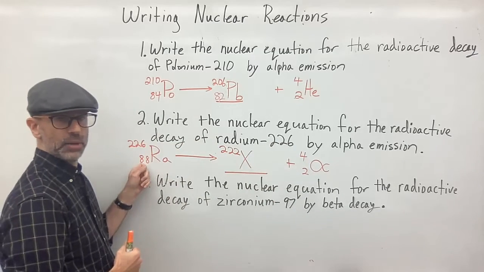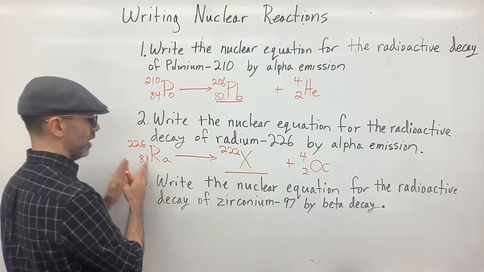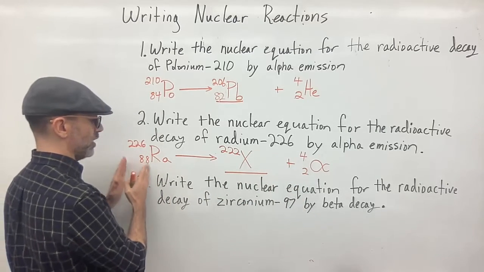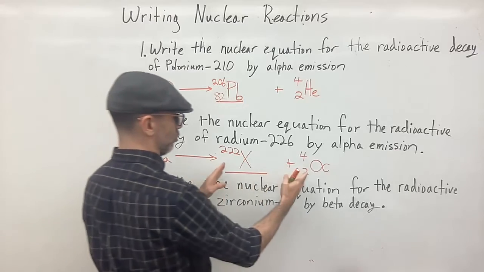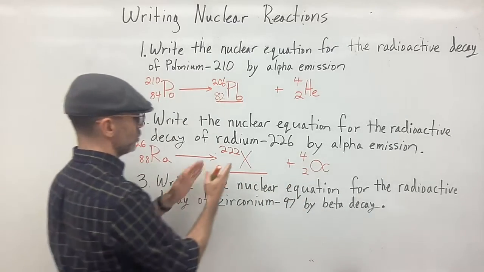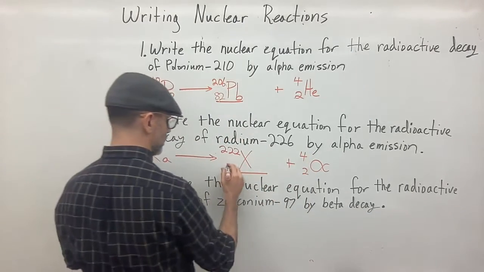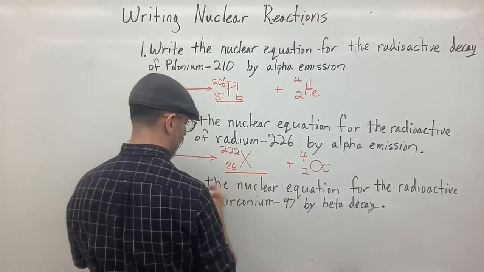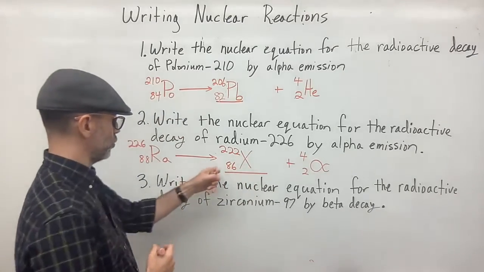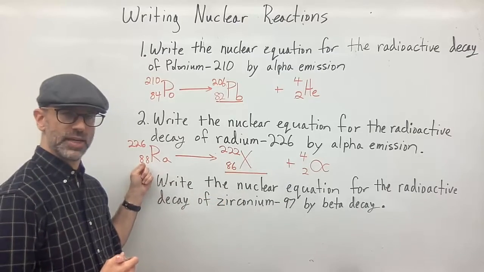Same thing for the bottom number. The bottom numbers have to add up to the same on each side. So whatever is the total on this side has to equal the total on this side. So the total on this side is 88. So what plus 2 gives me 88? That would be 86. So 86 plus 2 gives me 88. So that's equal to this side.